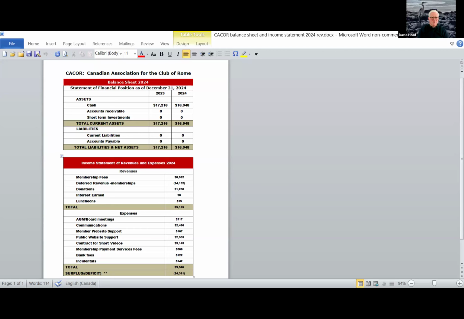Okay, communications potentially means things like the licenses for the Zoom that we're on, the infrastructure, if you will. The member website support and the public website support are fairly obvious: Cacor Live and our website. The contract for short videos is a contract we have with a gentleman in Spain, Samrat, who's a member, who does 3, 4, 5, 6 minute videos that we put up on YouTube.